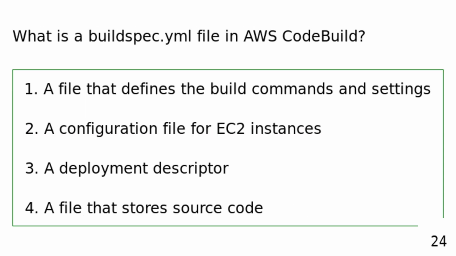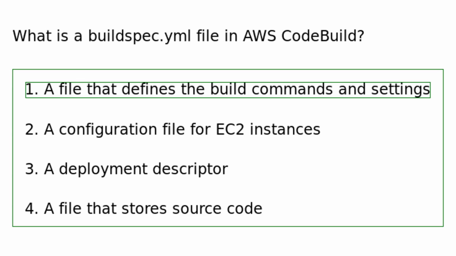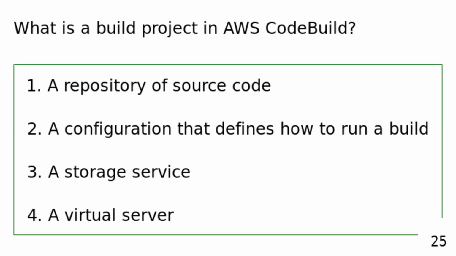What is a buildspec.yml file in AWS CodeBuild? A file that defines the build commands and settings. A configuration file for EC2 instances. A deployment descriptor. A file that stores source code. The buildspec.yml file is a YAML file that contains the commands and settings used by AWS CodeBuild to run a build.